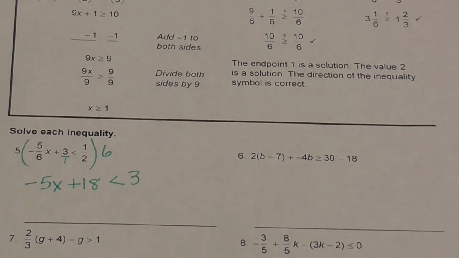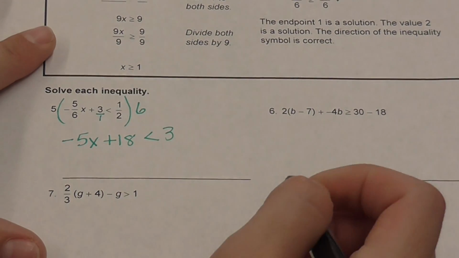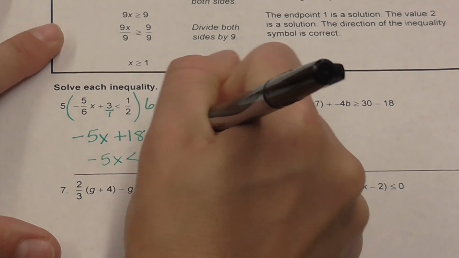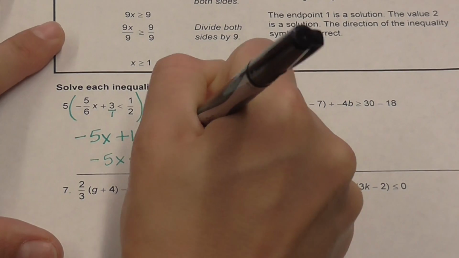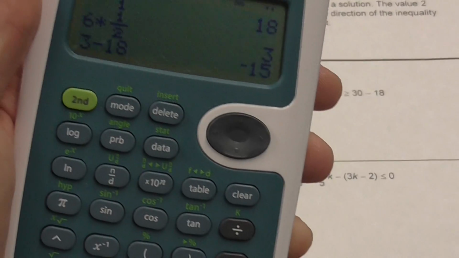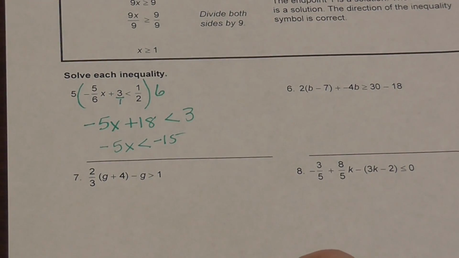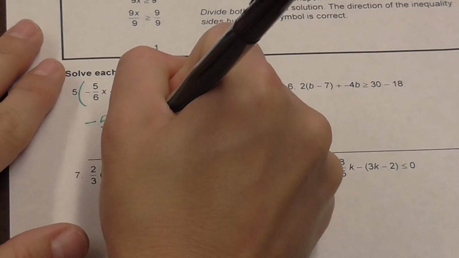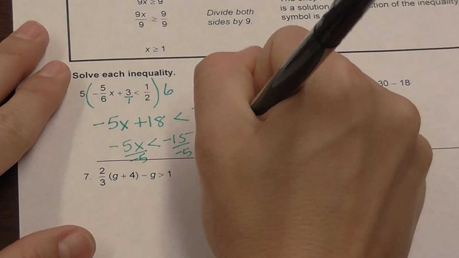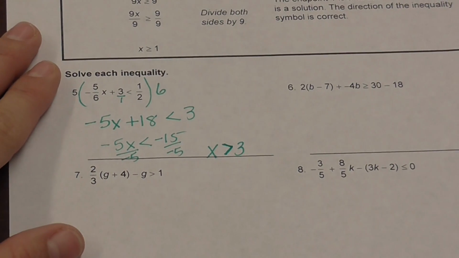Now this is just a problem that you've done a whole bunch of times before. So I'm going to subtract 18 from both sides, and I get negative 5x is less than 3 minus 18 is negative 15. Again, if you're not really sure, 3 minus 18. And there's my negative 15. So divide both sides by negative 5. Divide by a negative. That means something important. What does that mean? Well, I'm changing the sign of everything, so I need to change the sign here. So x is now going to be greater than positive 3.